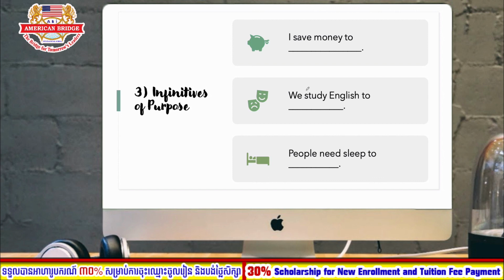This lesson is not very difficult or as complicated as other lessons because we have already learned the basics and concept of the infinitive.